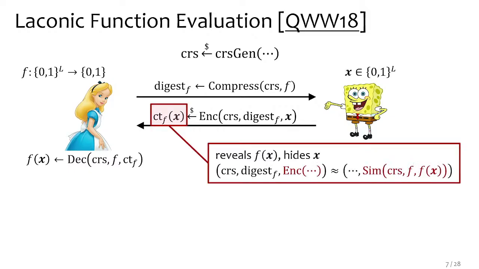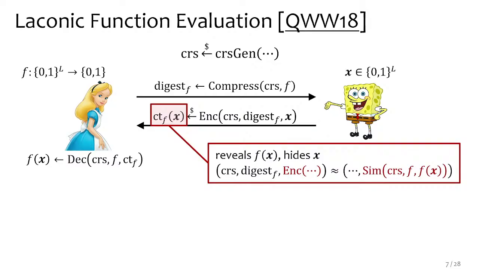The security guarantee is that the ciphertext of x reveals f of x, but it hides x, and it's defined using this simulation paradigm, where the encryption can be simulated using only the output of the function.